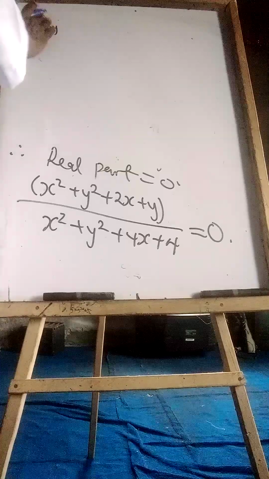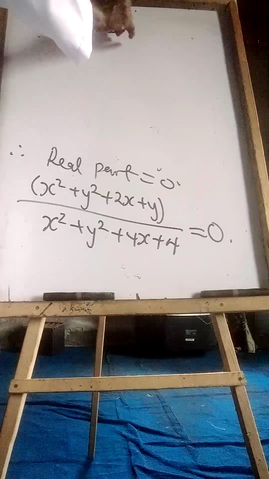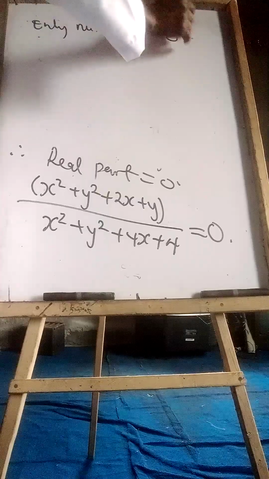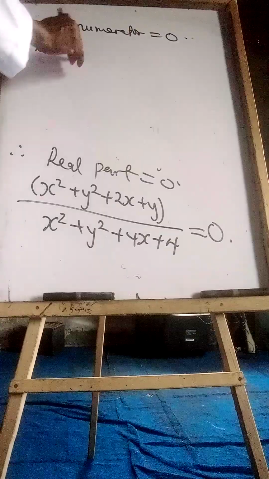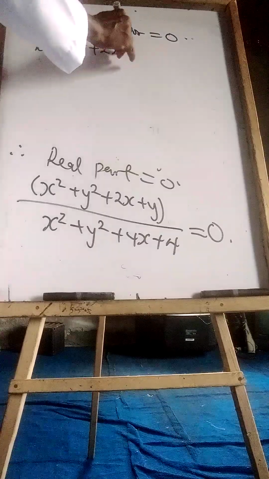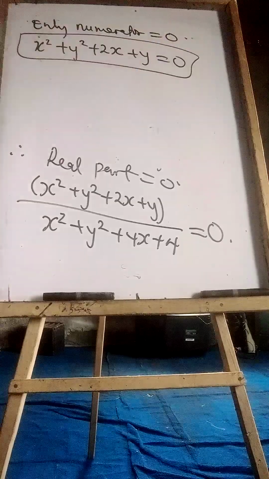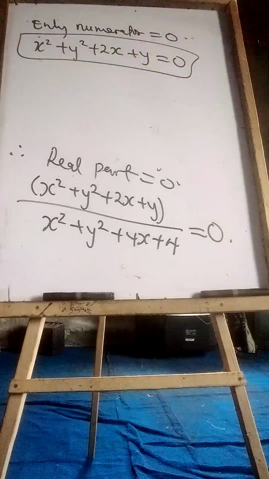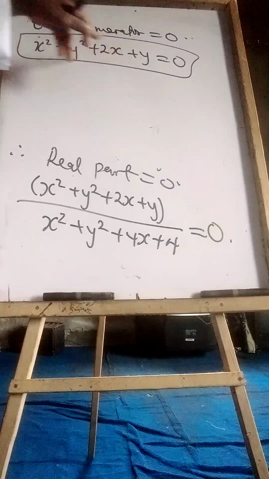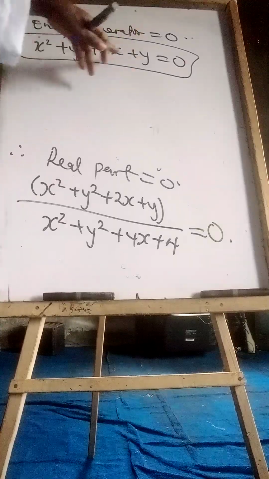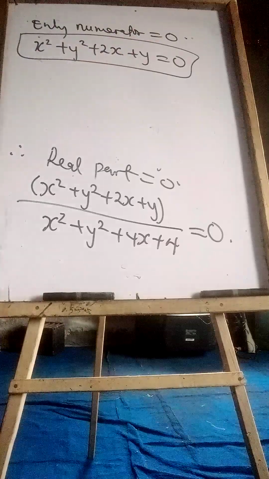Only the numerator equals 0. And what is the numerator? x squared plus y squared plus 2x plus y equals 0. This is the equation of the circle. How do we now prove that the radius of this circle is root 5 over 2? That is the next thing coming up.